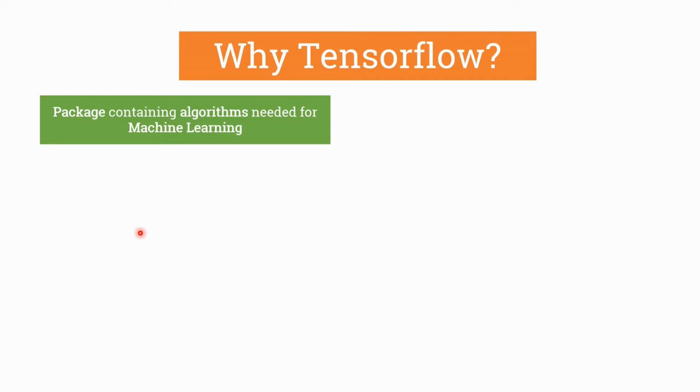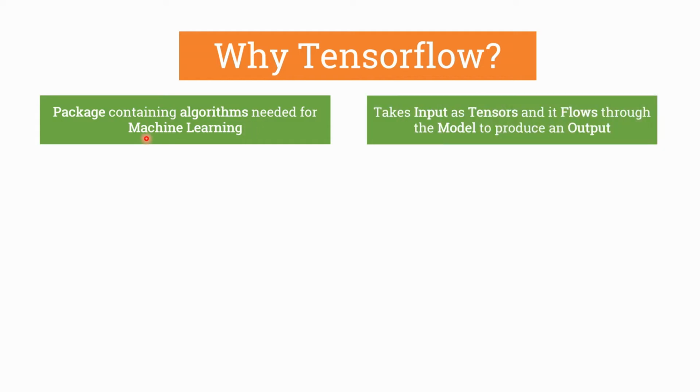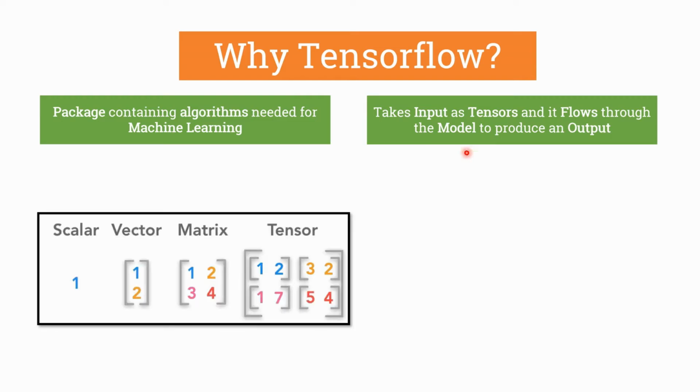Now, why are we using TensorFlow? That's because it's an open source package developed by Google, and it has all the algorithms that are needed for machine learning. But why tensor? What is a tensor? Tensors are the inputs that are fed to a model, and they flow through the hidden layers and also produce an output in the form of a tensor. So let's understand it pictorially.